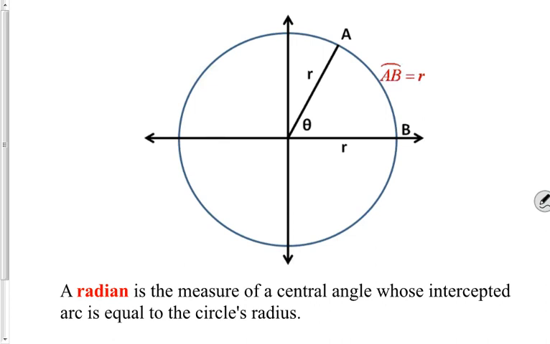Now down below at the bottom, we have the definition of a radian. It says a radian is the measure of a central angle whose intercepted arc is equal to the circle's radius. So the diagram above is actually the definition of a radian. This theta is equal to 1 radian. And how do we know? We know because the arc length AB is the same as the length of the radius of the circle.